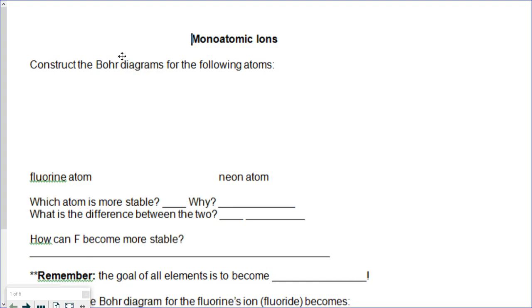So in your notes package, this should be CA5, I believe, monoatomic ion student notes. So find your way to this. The first part relates to the last lesson. Construct the Bohr diagrams for the following atoms. Maybe quickly pause it and do the Bohr diagrams for the two atoms that we have there. We have fluorine and we have neon.